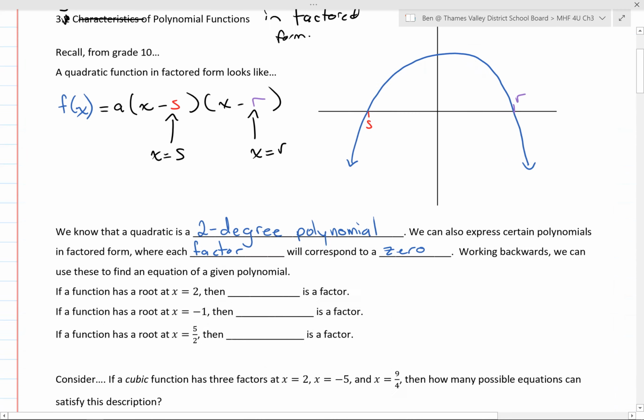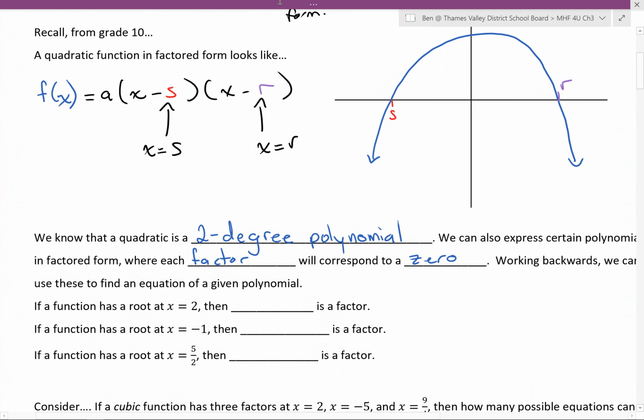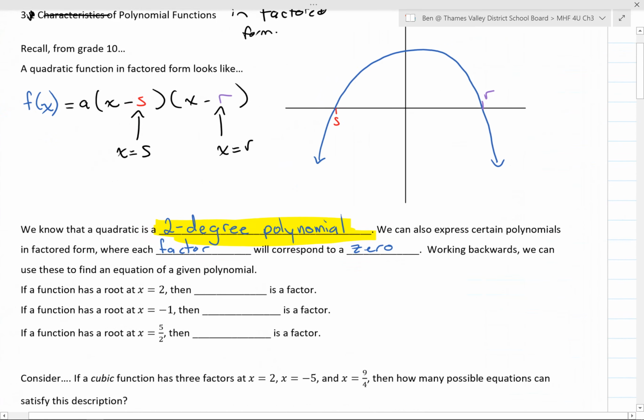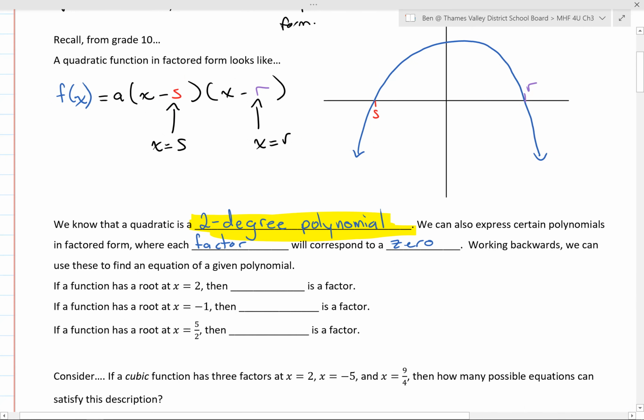Now, we know now that a quadratic is a 2-degree polynomial. That is, it's a polynomial with degree 2. We should be comfortable with that from our work in section 3.2 in the last video. If you're a little confused there, then head back a video.